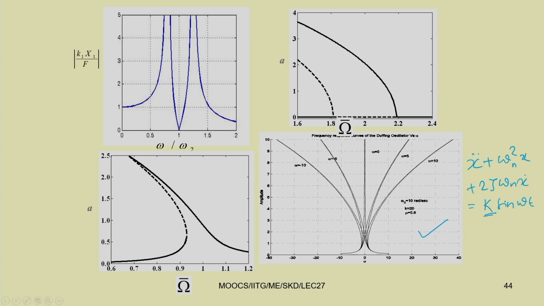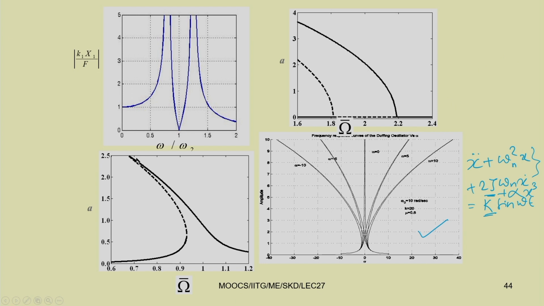Here k and zeta are of order epsilon, so we have weak nonlinearity in this case. You can add this alpha epsilon x cube also. This is the nonlinear term. These three are the linear terms, then the nonlinear term, and on the right side you have a forcing term. In that case you can have the hardening effect or the softening effect, depending on the value of alpha.